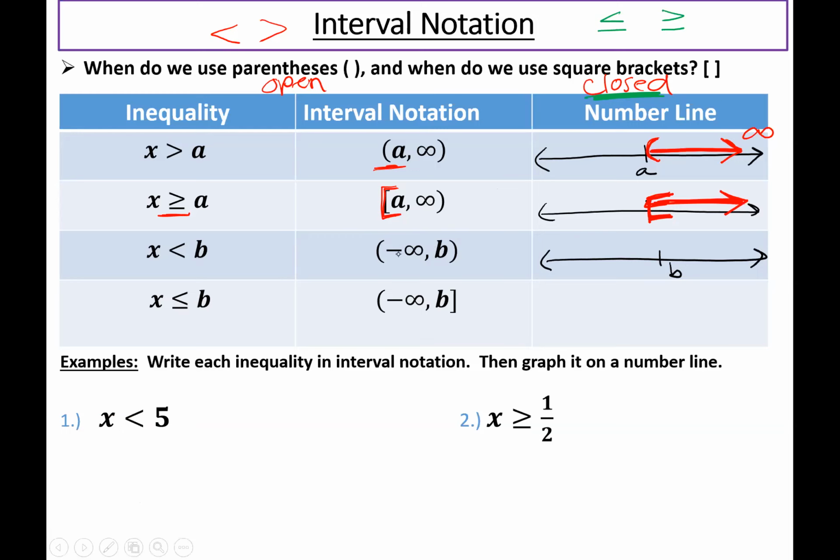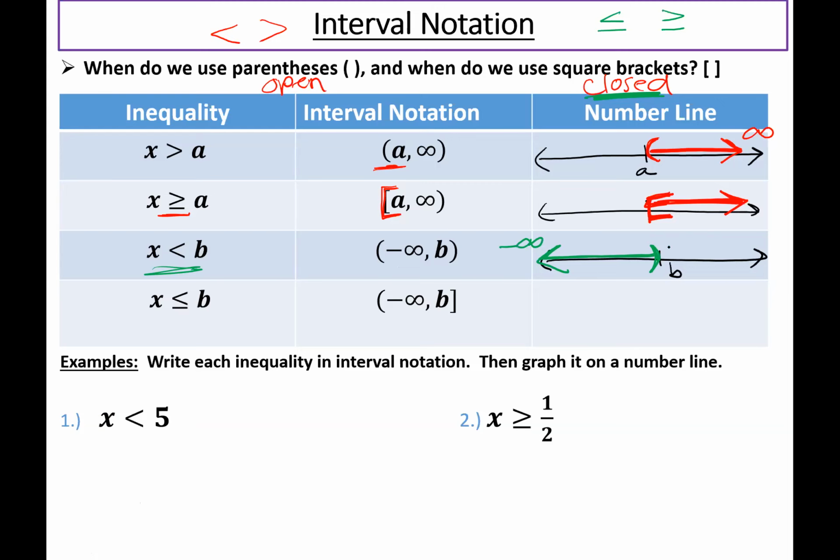This is a little out of order from what you might expect. We don't start with b in our answer because look at what the arrow would look like. Okay, so x is less than b. I'm not including the b, so I'm going to have parentheses. Notice how I'm opening them towards the left because we're about to go in that negative direction towards negative infinity.